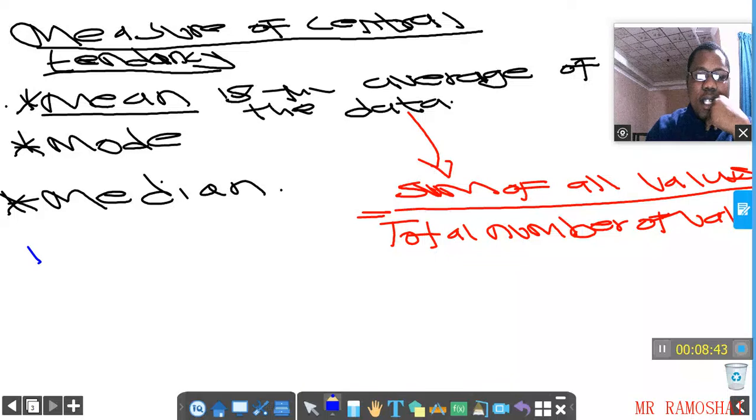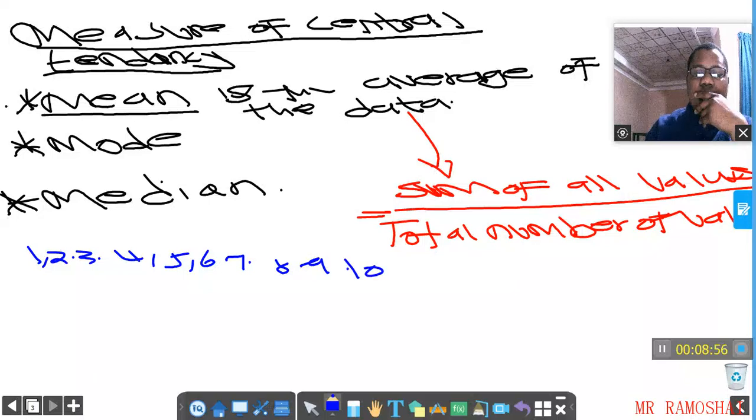Okay, we have 1 here, we have 2, we have 3, we have 4, we have 5, we have 6, we have 7, we have 8, we have 9, we have 10. Right, therefore this is the data that is given to us. So now we want to know what is the average of this data, or what is the mean of this data. So what do we do? We have to sum all the values. These are our values, so let's sum them.